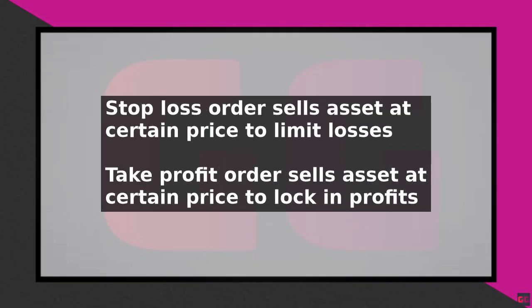To set a stop loss order, click on the Trade button and select the stock you want to trade. Then, click on the order type and select Stop Loss. Enter the stop price, which is the price at which you want to sell the asset. The limit price is optional, but it is the minimum price you are willing to accept for the sale.